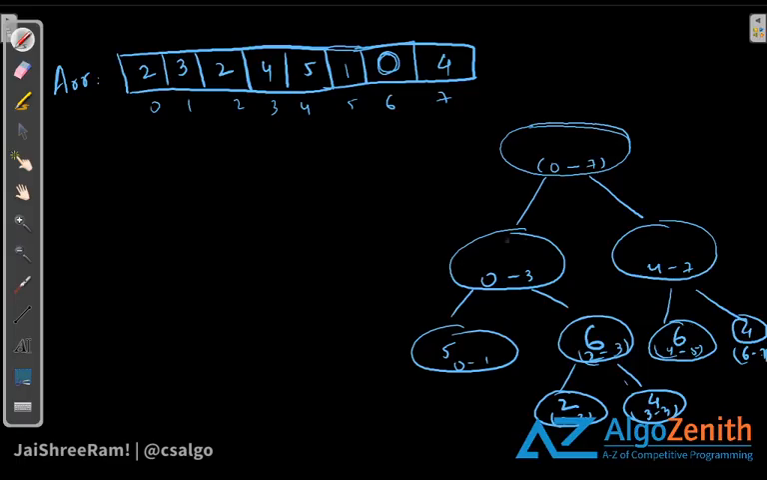Again, this node will contain the sum of these two elements, so that would be 6 plus 5, that is 11, and 6 plus 4 would be 10, right? And these summed up in this node will be 21. So as you can see, 2 plus 3 plus 2 plus 4 plus 5 plus 1 plus 4 comes out to be 21, right? Yep, it does. So this is the tree that we are building up.